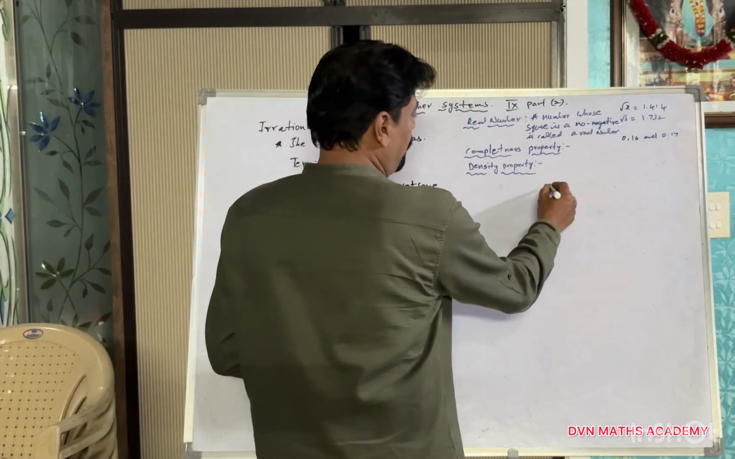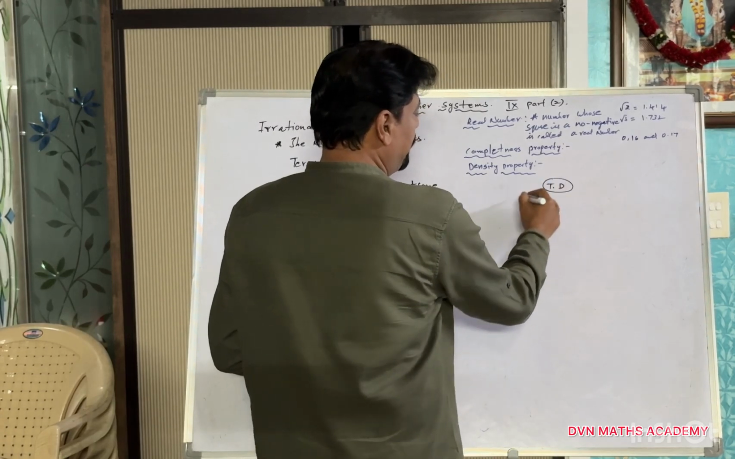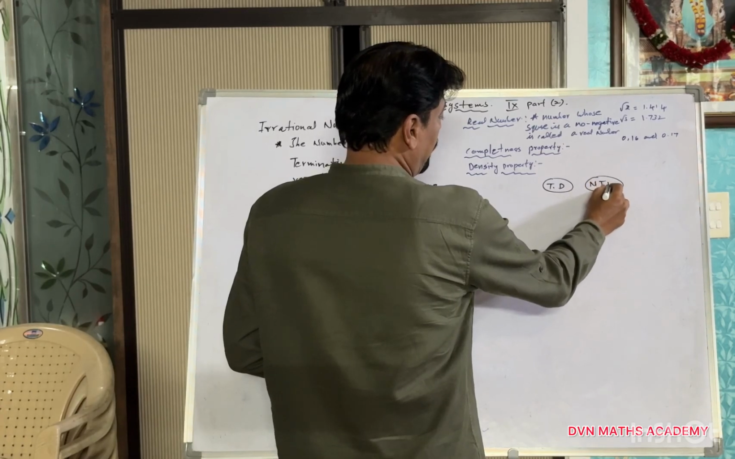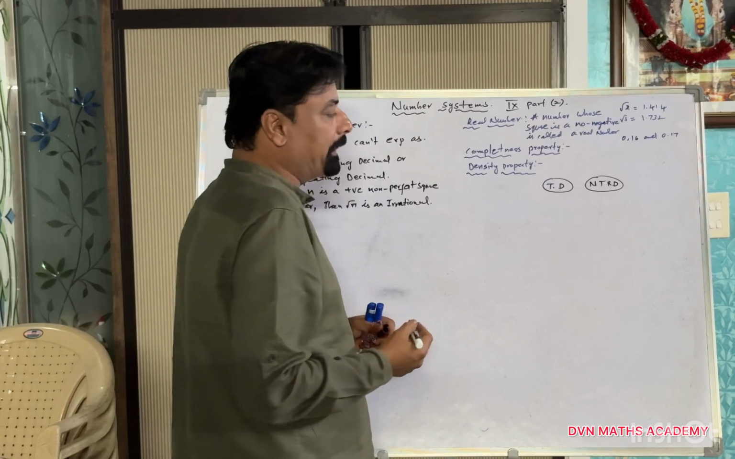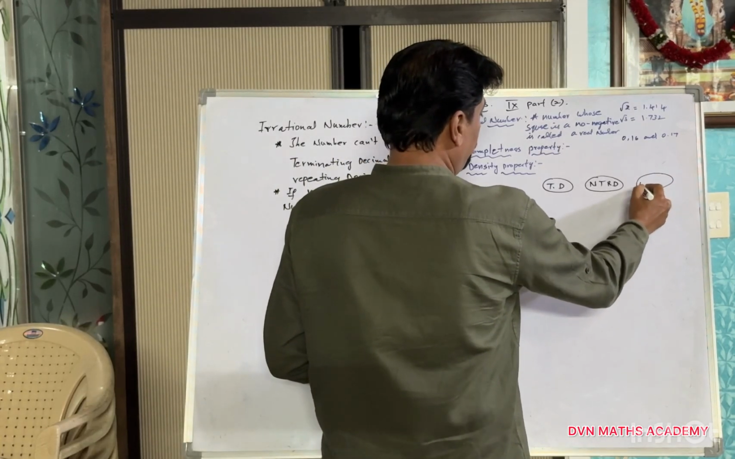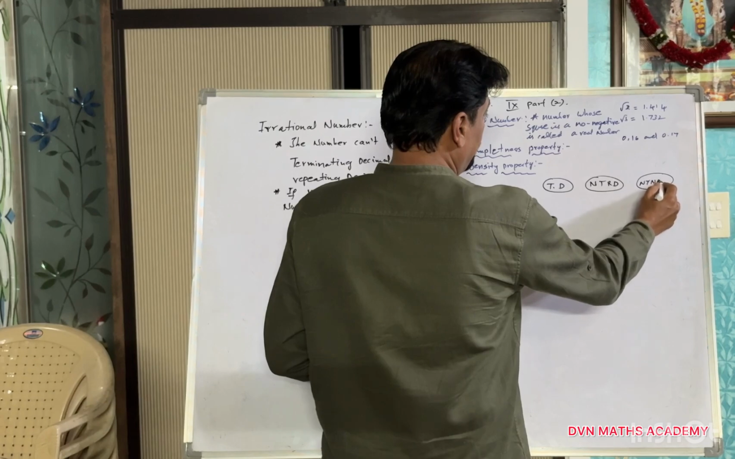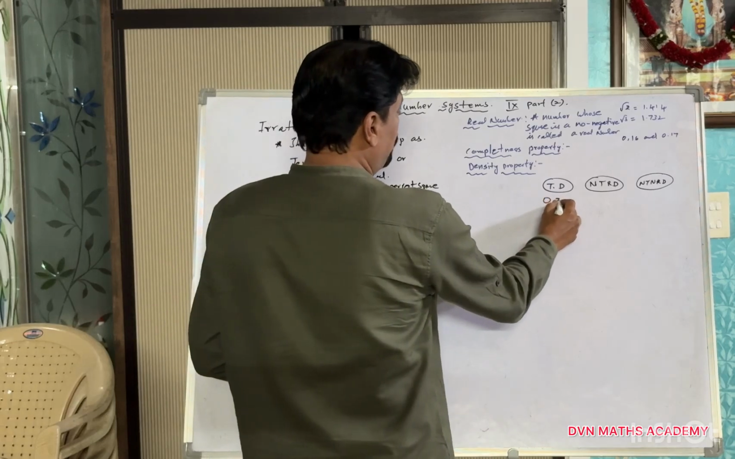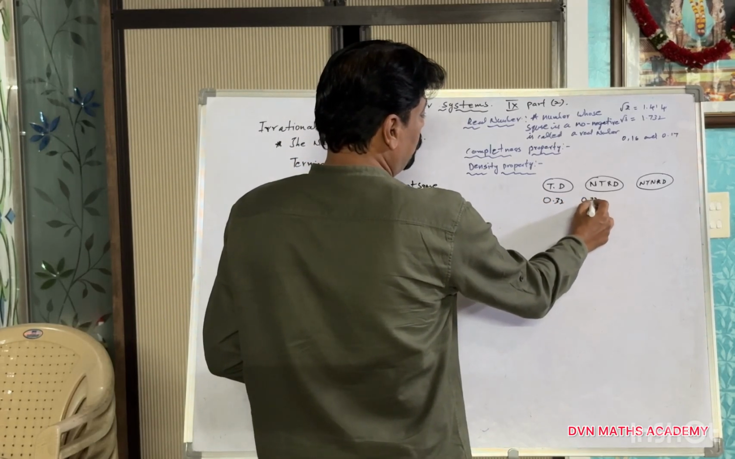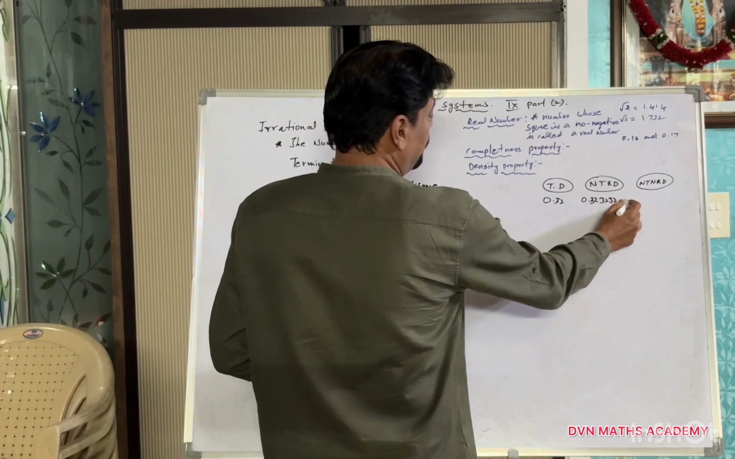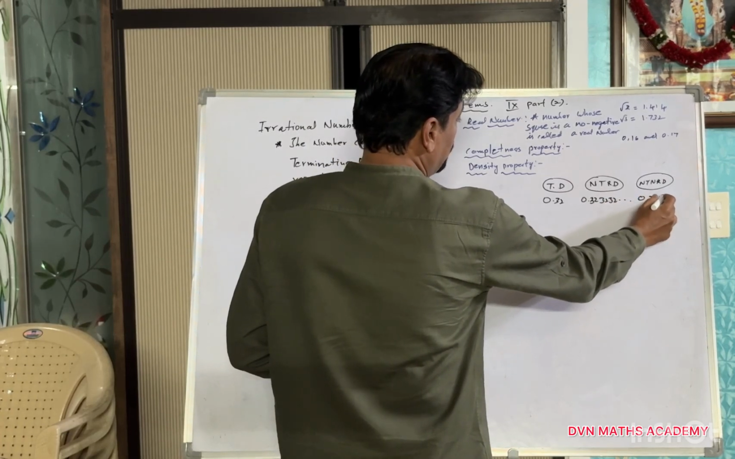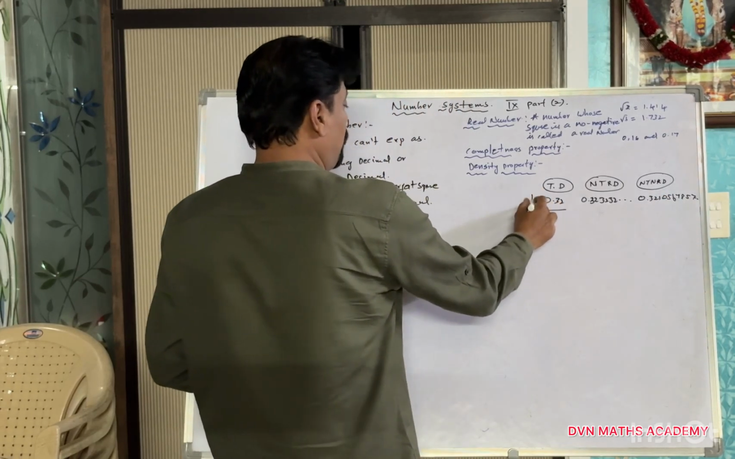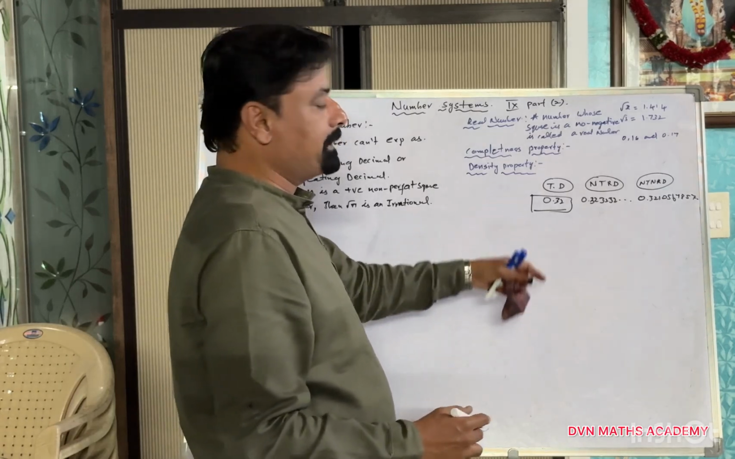The first decimal is called a terminating decimal, I wrote here TD. Another decimal we can call a non-terminating repeating decimal. And the third one is a non-terminating non-repeating decimal. For example, this is 0.32, this is 0.3232 like this, and this is 0.3210567857 and so on.